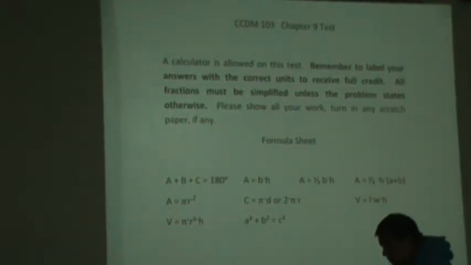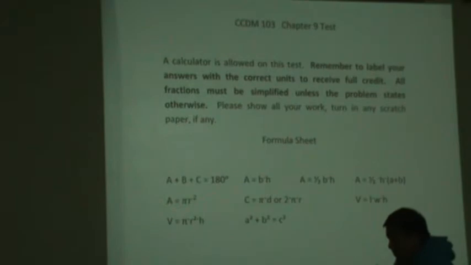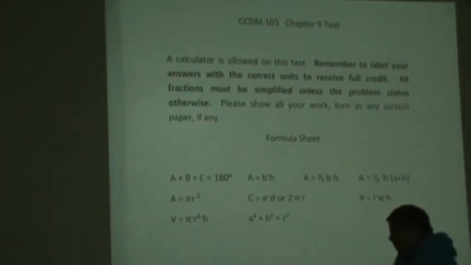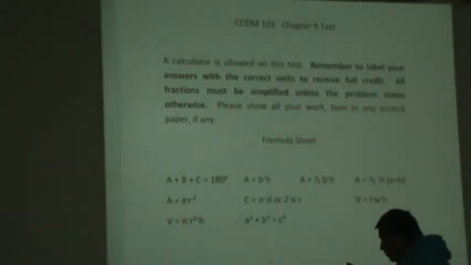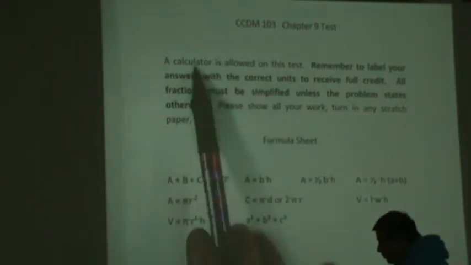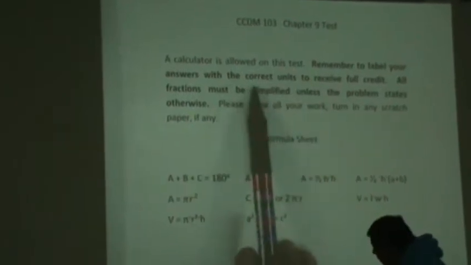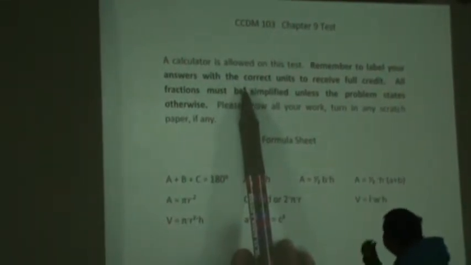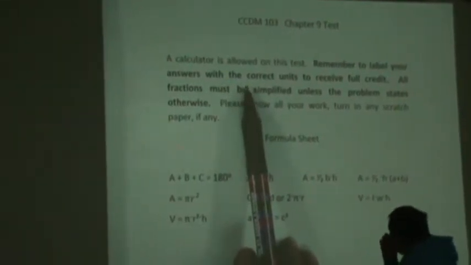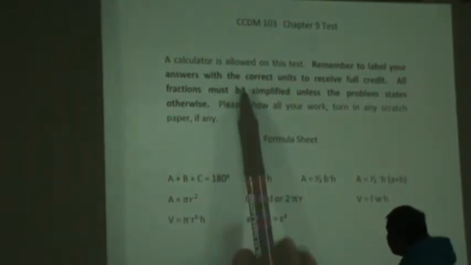Okay, this will be a review for Chapter 9 in CCDM 103. You will get to use a calculator, otherwise it would take forever. Remember to label your answer with the correct units to receive full credit. If you don't put inches or square inches or cubic inches, you'll get it half wrong. So put your units on that, okay?